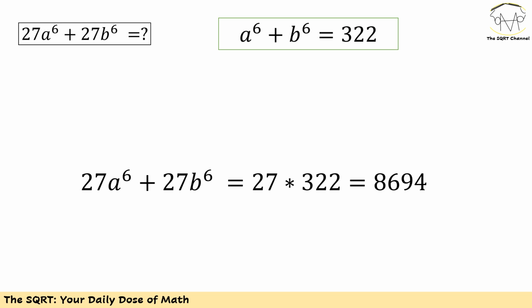Now what I need to do is to find 27 times (a to the power of 6 plus b to the power of 6). And I'm going to do that here, replacing a to the power of 6 plus b to the power of 6 with 322, and I'm going to end up with 8694 for the final answer.